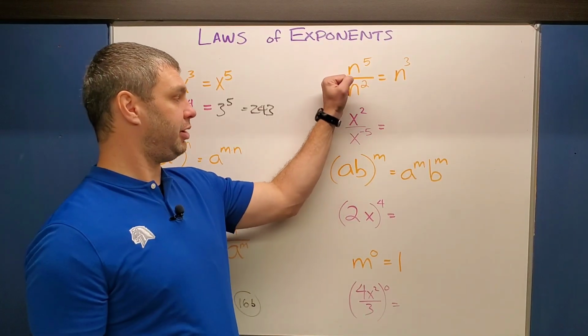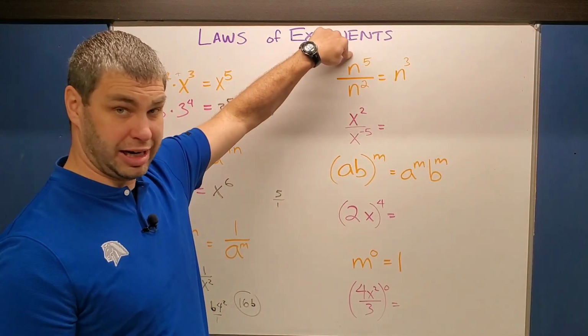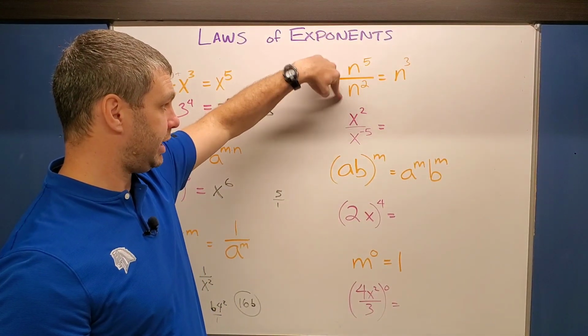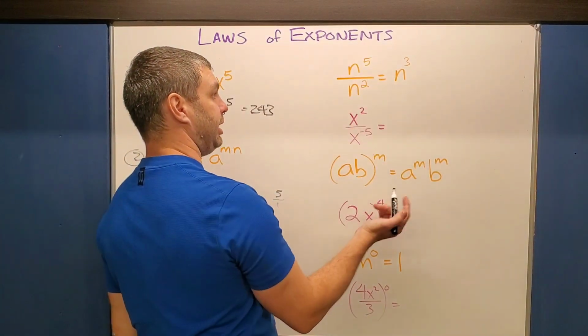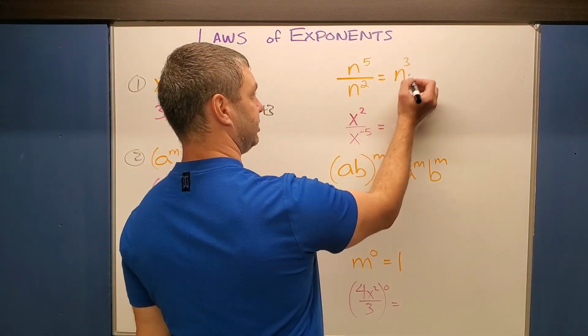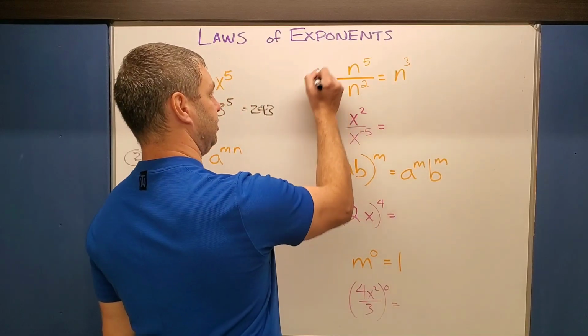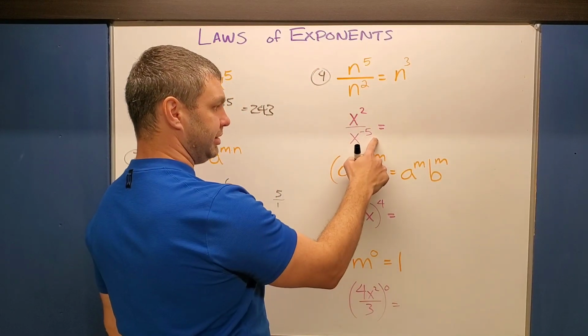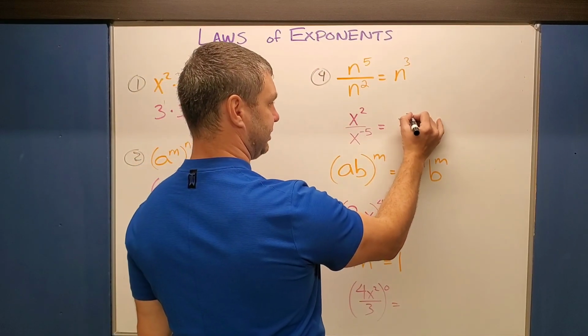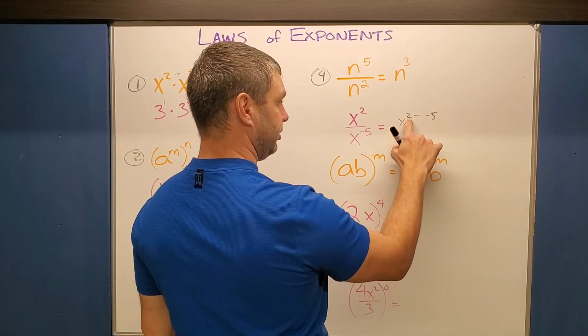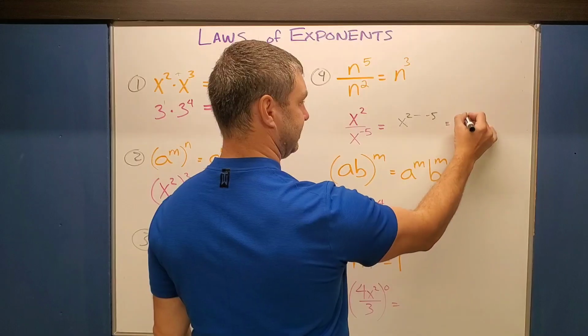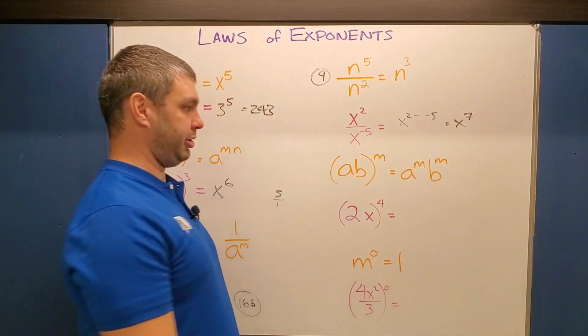3 more. If you have a fraction where you have the same base on the top and the bottom, these are going to subtract. All right, we can go top minus bottom. So 5 minus 2 here is 3, so I'd get n to the third. Number 4, by the way. Same thing on this one. This would be the same thing as saying x squared minus the bottom, which is negative 5. Well, 2 minus negative 5 is going to be x to the 7th power.